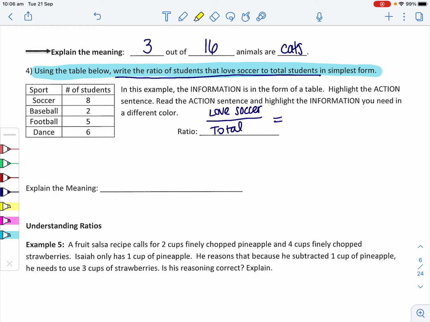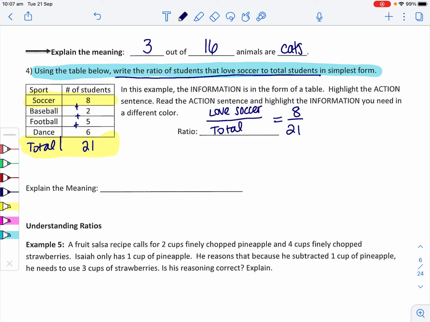So in my table, I'm going to highlight students that love soccer. And then I'm actually going to add all of these numbers together. And the total is what's going to be highlighted down here because I need all the students that are playing these sports. So 8 plus 2 is 10, plus 5 is 15, plus 6 is 21. So I've got 8 students that love soccer and 21 total students. 8 and 21 cannot be simplified. 8 and 21 do not have anything in common, so I am safe there.